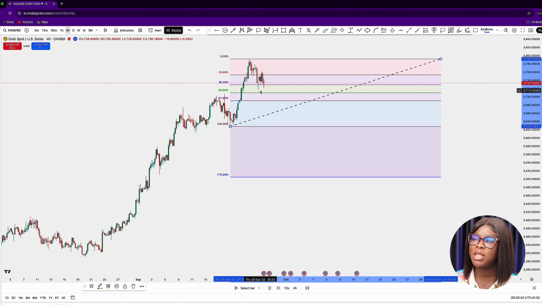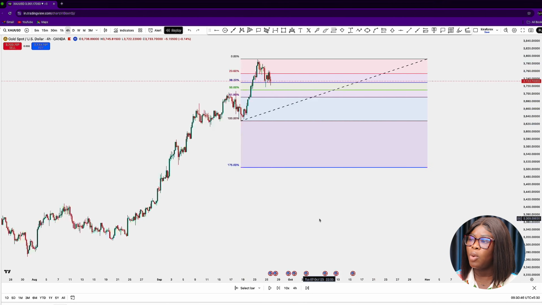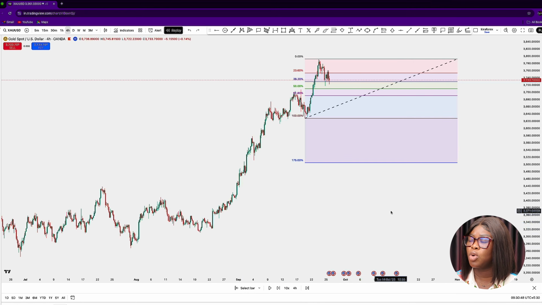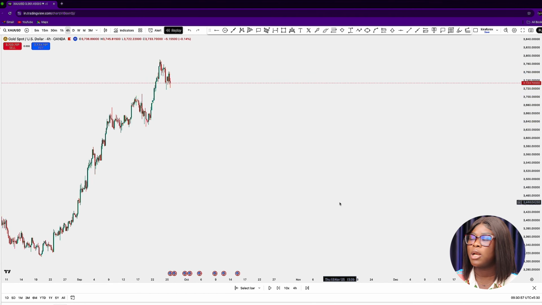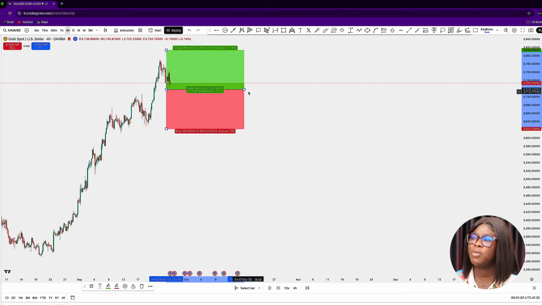So you can see price entered, and we had a double rejection over here. So we all know price is in an uptrend on gold. So what do we do? We can now enter safely from the 61.8 point. We can now enter safely from here. Let's bring out our long position too. We can now enter safely from this zone.